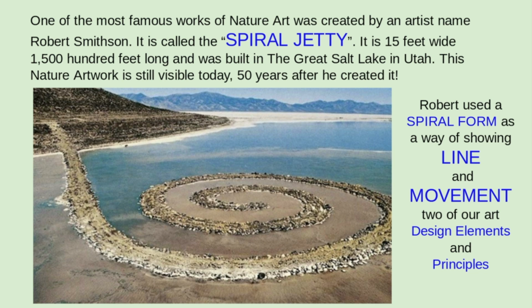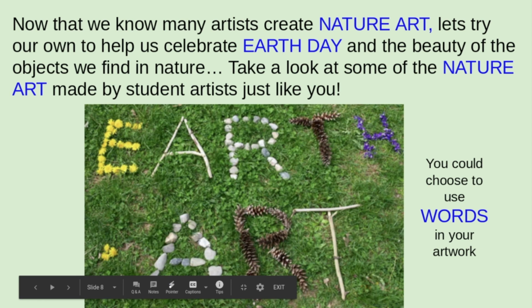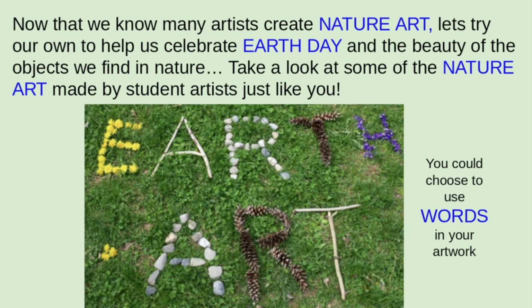Robert used a spiral form as a way of showing line and movement, two of our art design elements and principles that we can see in the water even as we enjoy his spiral jetty. Now that we know many artists create nature art, let's try our own to help us celebrate Earth Day and the beauty of the objects we find in nature.